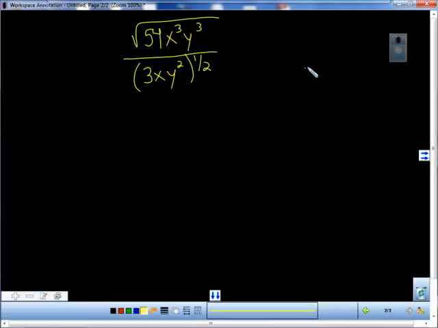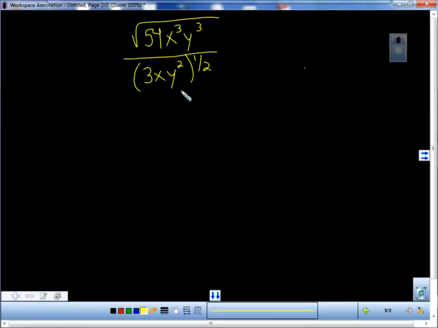Problem, we want to divide two expressions. One's in radical form, one's in exponential form. So what do I need to do first? Anybody know? Okay, so we have something with the square root at the top. Well, I don't really want to touch that yet. What are you going to say?